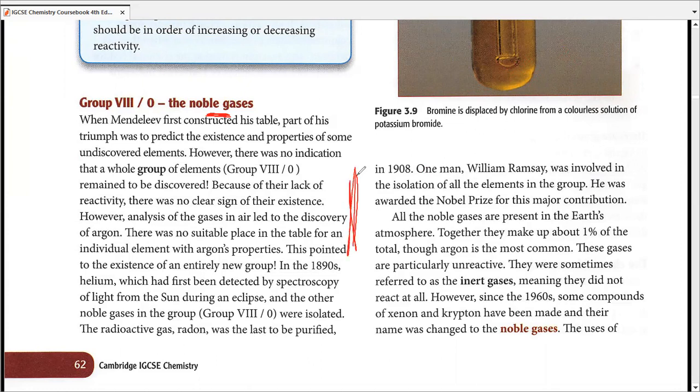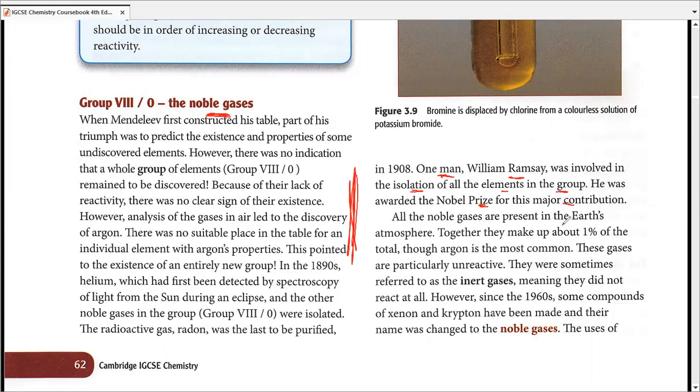All of these gases are a part of Earth's atmosphere, and one man, William Ramsay, was involved in isolation of all of these elements in the group. Before him, they were not even a part of the periodic table. So he was awarded Nobel Prize for his contribution.